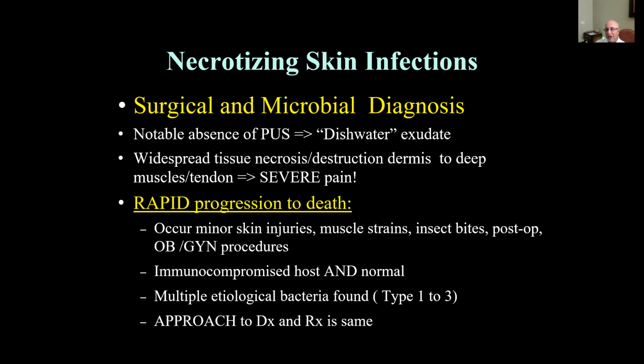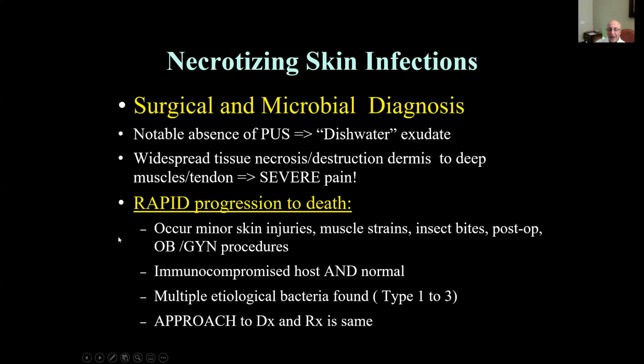So let us review necrotizing skin infections. What are these? The diagnosis of necrotizing skin infections is a surgical and microbiological diagnosis. There is a notable absence of pus, and what we frequently call dishwater exudate is noticed at the time of exploration. Also at the time of exploration, there is widespread tissue necrosis, destruction of the dermis to deep muscles and tendons. This is what results in the severe pain that the patient is experiencing. Clinically, there is rapid progression to death.